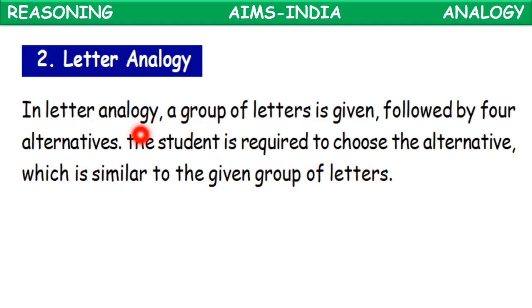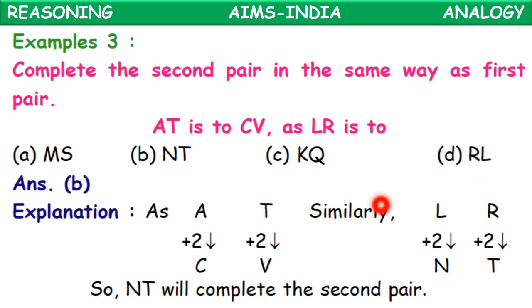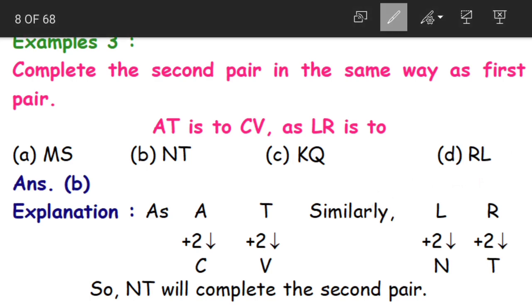Next, letter analogy. In letter analogy, a group of letters is given, followed by 4 alternatives. The student is required to choose the alternative which is similar to the group of letters. Now see here, in the previous examples we had word analogies, where the relationship between the words was to be understood. But here we have letter analogies. That means we will be given pairs of letters. AT is to CV as LR is to dash.